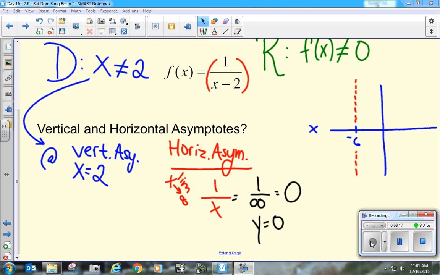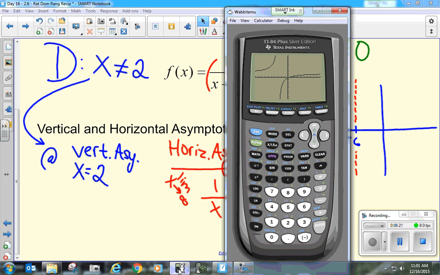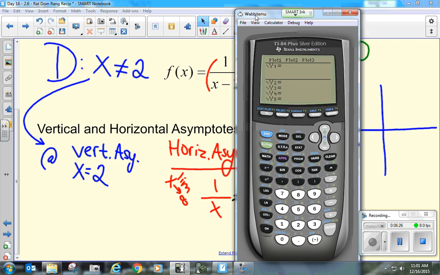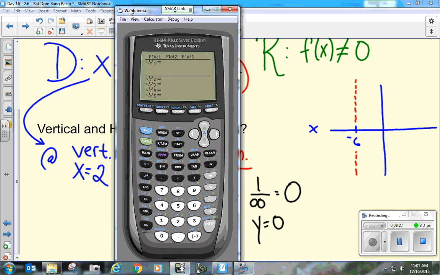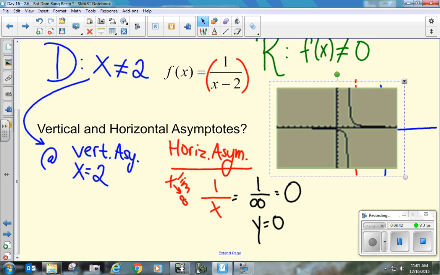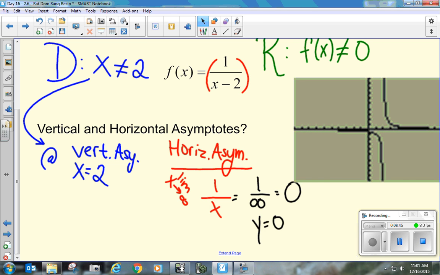I'll graph this first one. Let's graph this and see how we did. Remember, y equals, clear this out, and I'm going to graph 1 over x minus 2. I'm going to create a fraction, saying 1 over x minus 2. And if I graph that, there we go. We'll move this out here. There it is. Here's our graph.